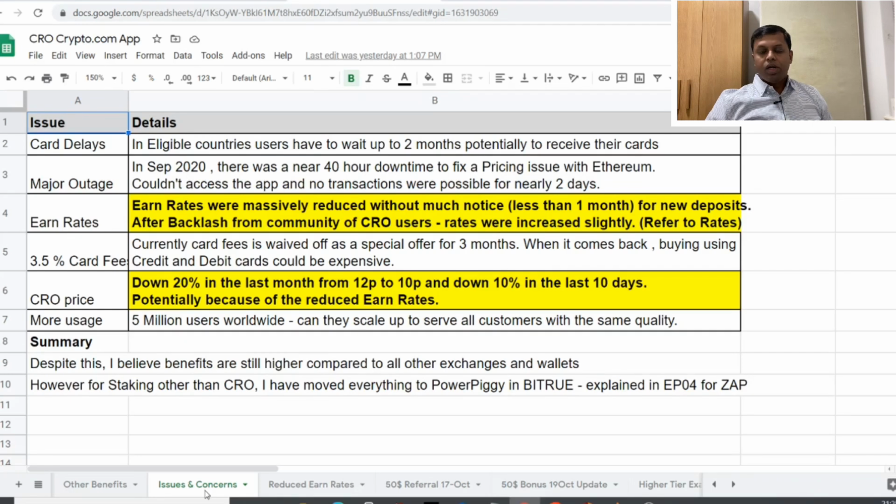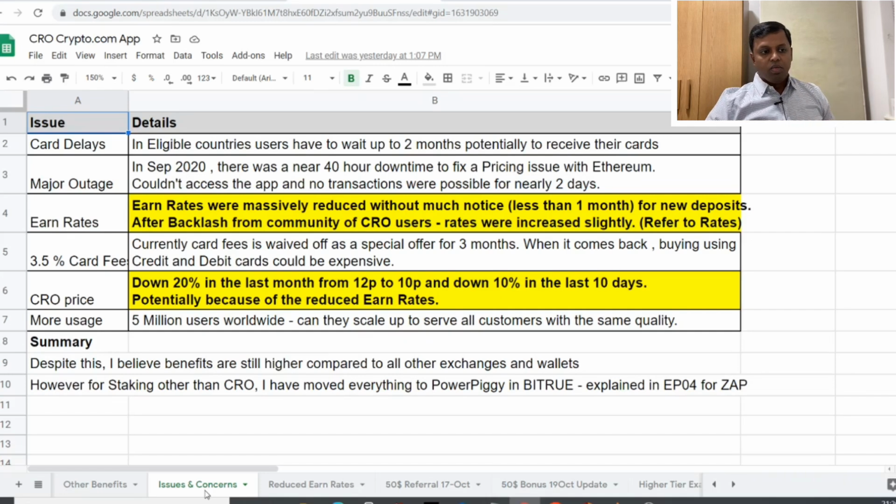There was a major outage in September. They were down for nearly about 40 hours because of an Ethereum pricing issue, where people had got access to a higher pricing spike. And we couldn't access our app, no transactions were made, we couldn't buy or sell crypto during the 2 days. And it was okay because it was not a huge opportunity to buy or sell during the 2 days. But if the Bitcoin had peaked like 50% and I wanted to sell it, it wouldn't have been possible. But I like the way that they handled that outage.